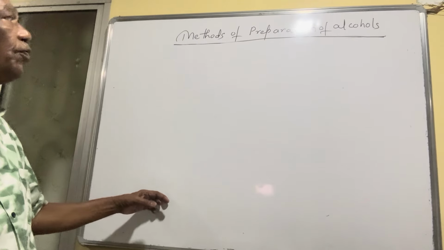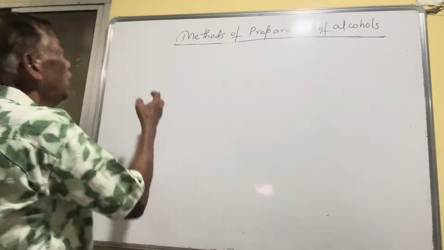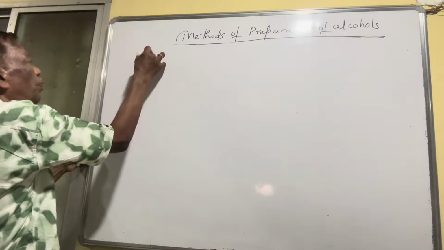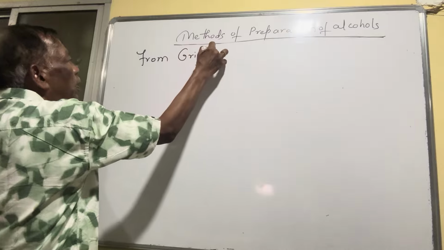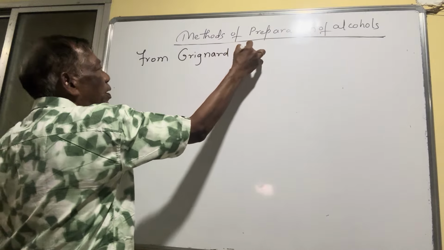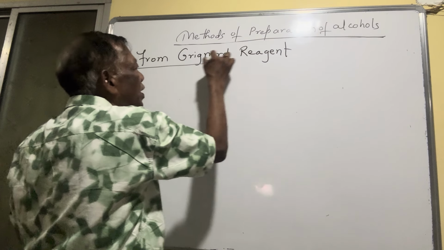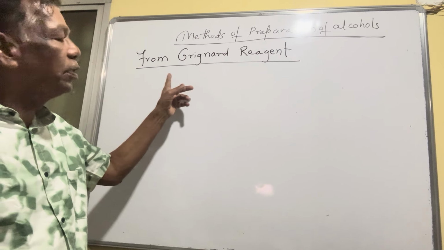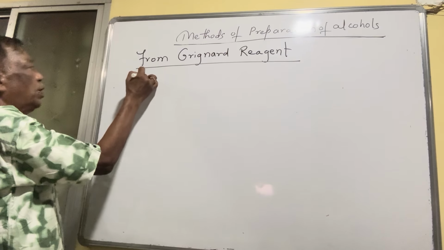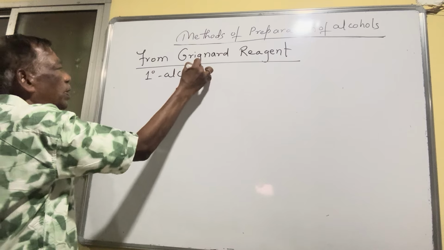Methods of preparation of alcohol from Grignard reagent. Okay, so we'll see now from Grignard reagent. In this method, you can prepare primary, secondary, and tertiary alcohol. All three alcohols can be prepared by changing the starting product. Now, first, primary alcohol. How you can get primary alcohol from Grignard reagent.